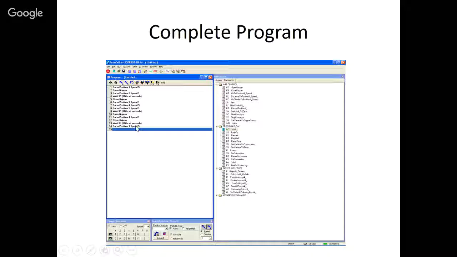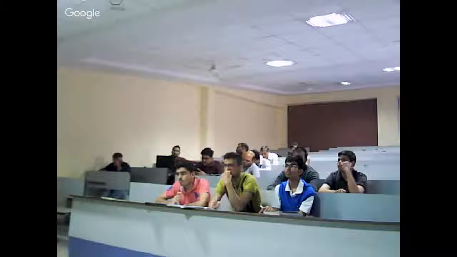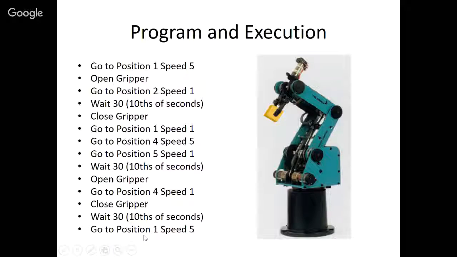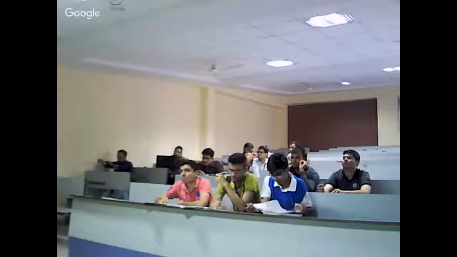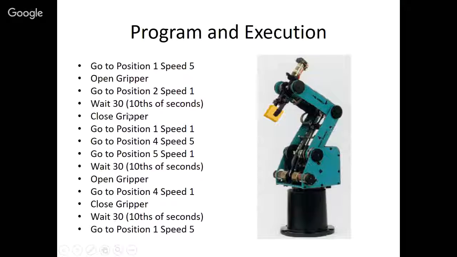Now the complete program has been created. Right? So this is the complete program. Go to position 1, speed 5. Open gripper, go to position 2, speed 1. That means lower speed. Wait, 30. 30 means 3 seconds. Close gripper. Again, go to position 1, speed 1.